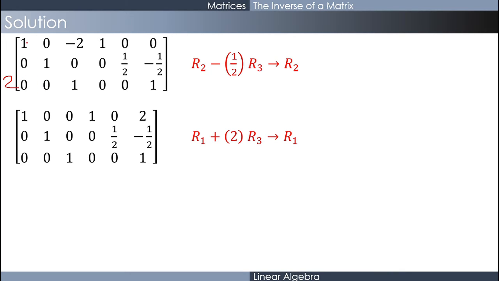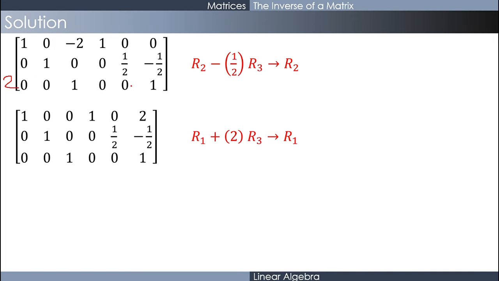All right, so 1 plus 0 is 1. We will do that operation to turn this number into 0 and to obtain a new first row. So 1 plus 0 is 1. 0 plus 0 equals 0. -2 plus 2 equals 0. 1 plus 0 equals 1.